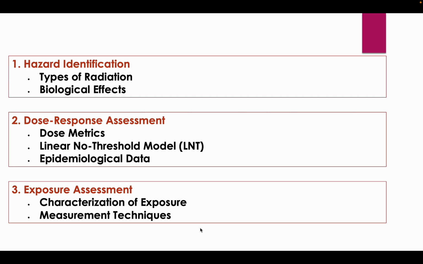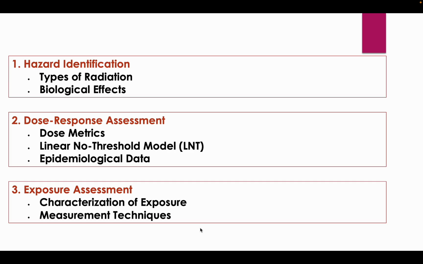So it is a commonly used model that assumes any amount of radiation exposure carries some risk of cancer with no safe threshold. And then also, the third one is epidemiological data. So we will utilize data from studies of populations exposed to radiation to establish this dose-response relationship.